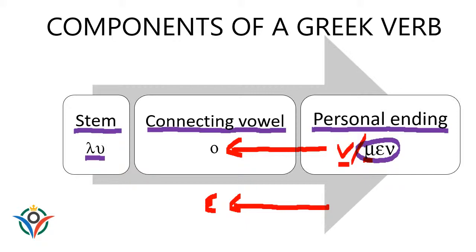And obviously personal endings will vary. But personal endings are very important because they indicate to us the person, which is the actor of the verb, as well as the number. How many actors is it? Is it singular or is it plural? All right, so the components of a Greek verb are the stem, the connecting vowel, and the personal ending.